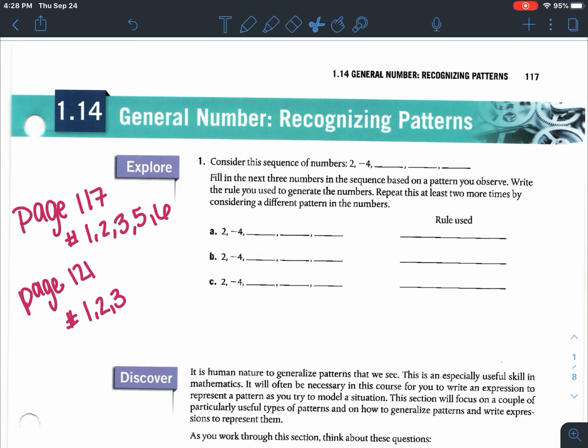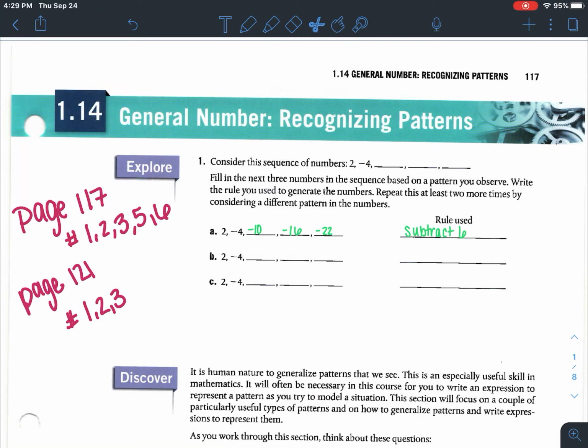Okay, so from 2 to -4, I'm going to say we just subtracted because addition and subtraction are always the easiest. So I subtract, how did I get from 2 to -4? I subtracted 6. So subtract 6 again, -10. Subtract 6 again, -16. Subtract 6 again, -22. Isn't this so fun? Yes. Rule used, subtract 6.